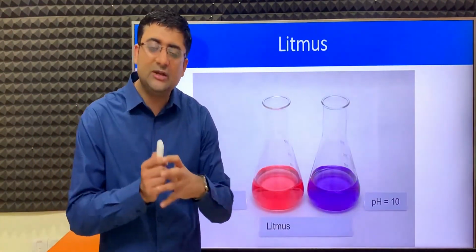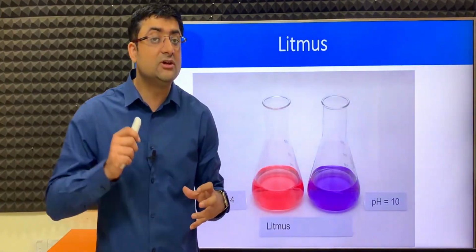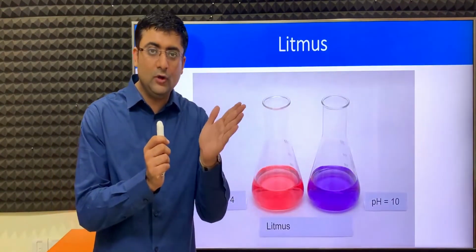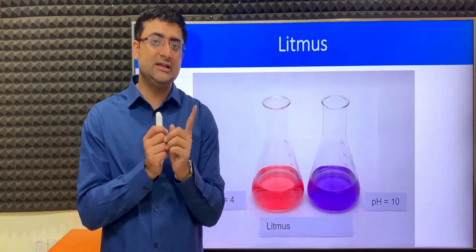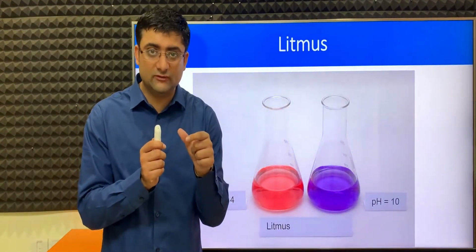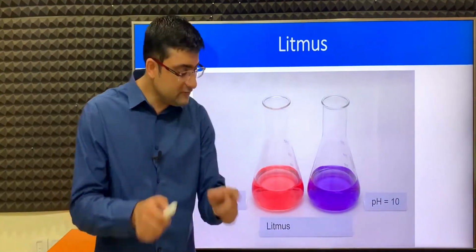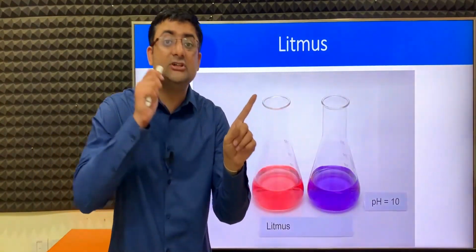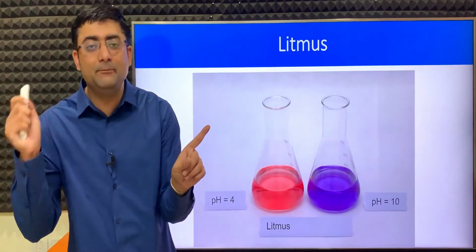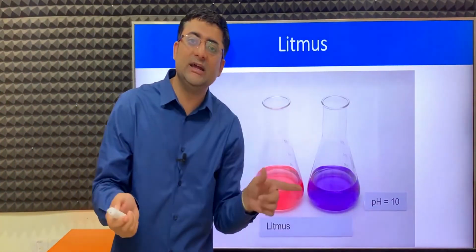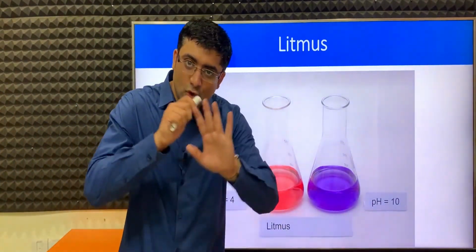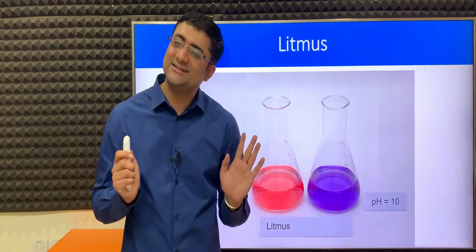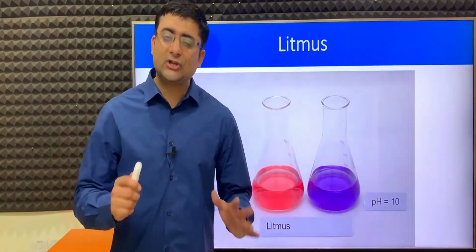So litmus is a natural indicator. Natural color is purple, but we convert it into blue litmus and red litmus. Whenever you are testing litmus, remember it should be in the solution form. Either the substance should be in the solution form or litmus should be in the solution form. Then if red litmus turns blue, B for blue means it is a base. And if blue litmus turns red, it is an acid. And if there is no color change, it means it is neutral, neither acid nor base. Is this clear? So I hope that is clear.